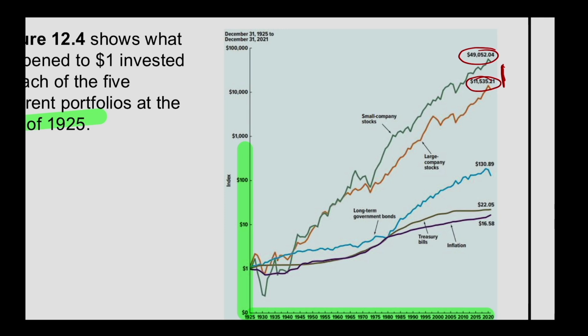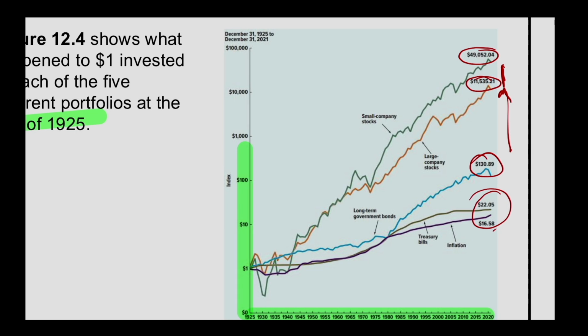And then down here, it looks like inflation and treasury bills track pretty closely. And actually they do. It's really $16.50 versus $22. But then we've got long-term government bonds in here. And they're obviously falling in the middle, but it's only $130 versus, way up here, we've got that 11,000 and then 49,000. So that scale, it's important that you recognize that scale.